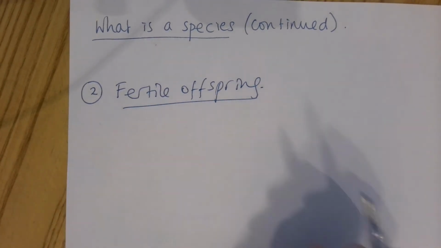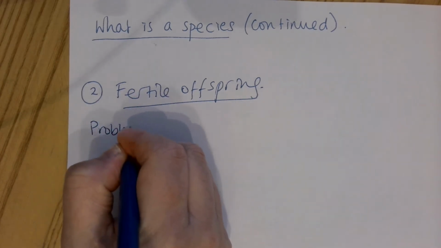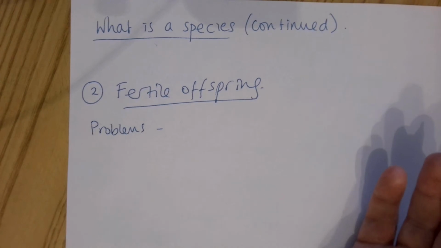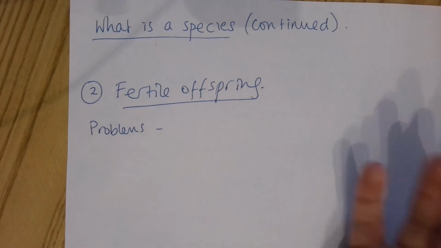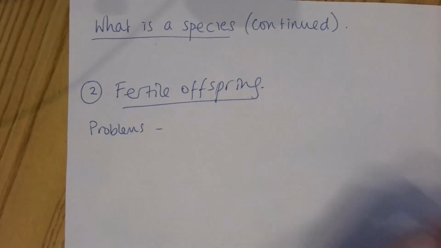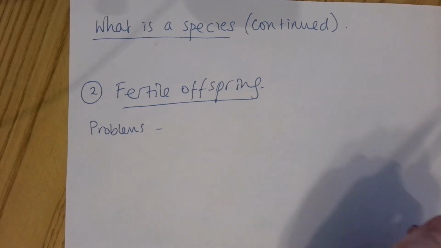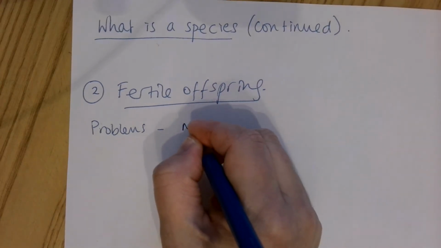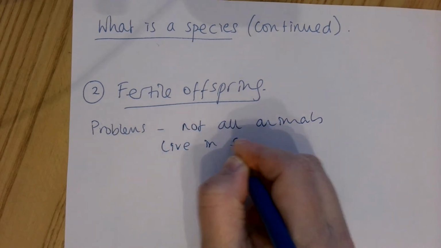Now, that's fine, and it works pretty much 99% of the time, but the problem we can face with this is that some animals are of the same species, but they just don't live in the same area. So we might have cats that live on the continent of Africa, cats that live on the continent of Asia, and because they're not in close proximity to each other, they're unable to mate and produce fertile offspring. And so I might end up classifying them as a different species, whereas in fact they are of the same species.